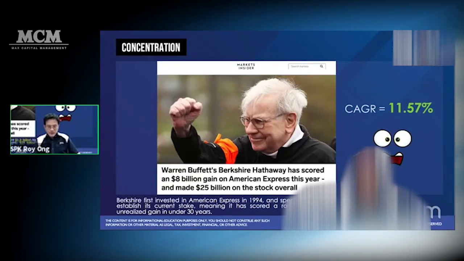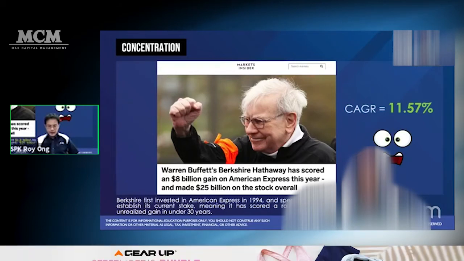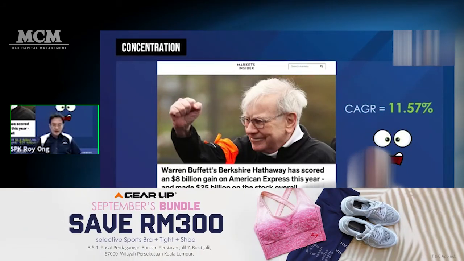He first invested in American Express, we call it Amex, in 1994. And during this period of time, he just waited there. He didn't really trade it. He just sat there and monitored. And over these under 30 years, I think 27 years, right? He earned roughly 25 billion. And based on the CAGR, which is 11.57%, this is considered tremendous.